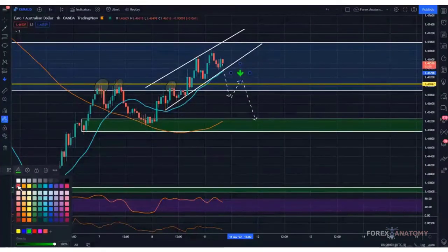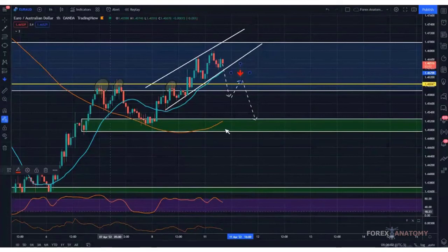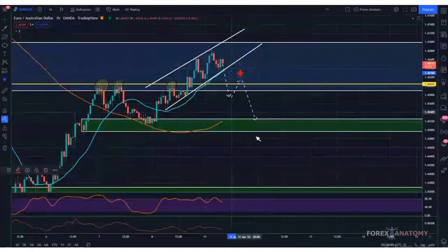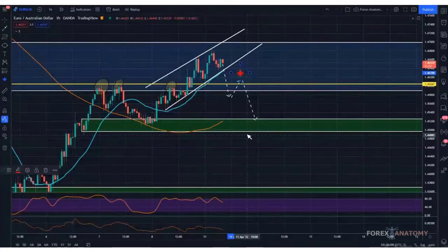This could be a setup that we're looking for, that should take place soon on Euro Aussie. Even though our main setup is based on this 4-hour topping, which is what we would love to see, because that can give us a nice trade to the downside with a good reward to risk ratio. So yeah, we'll see what happens.